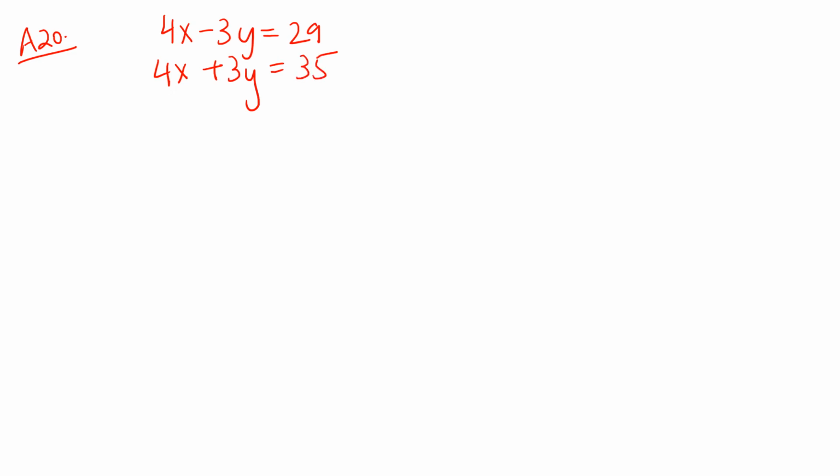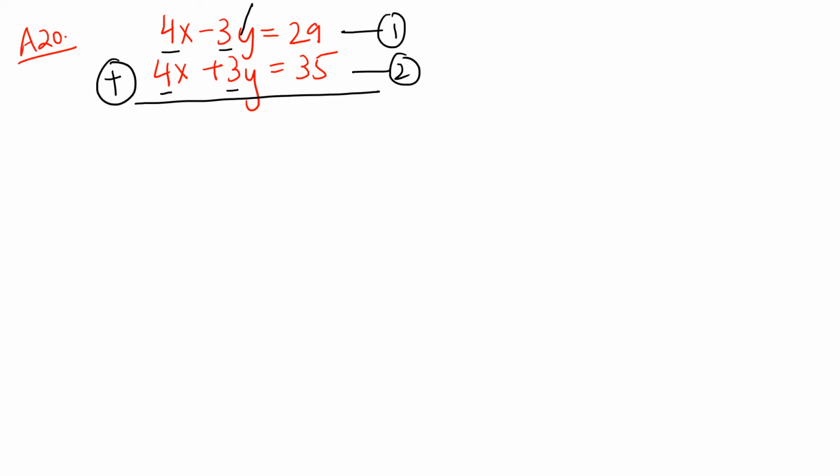Okay, so the next question that we'll be working on is question number 20 from elimination. So 4x minus 3y is 29 and 4x plus 3y is equal to 35. This is an easy one because you don't have to make the coefficients equal. They're already equal. 4 and 4 are equal, and the 3s are opposite. So you basically just have to add the two equations 1 and 2, because when you add, y automatically gets removed. So elimination is happening automatically on addition.